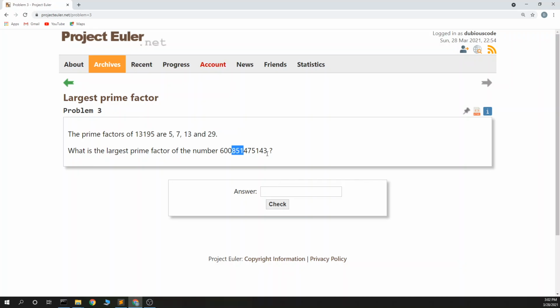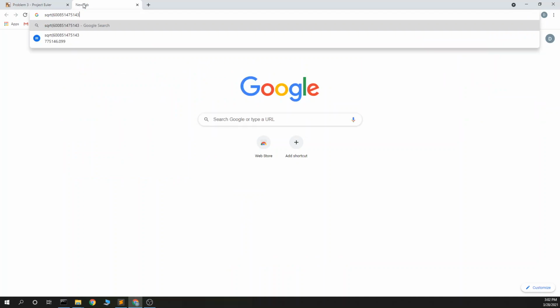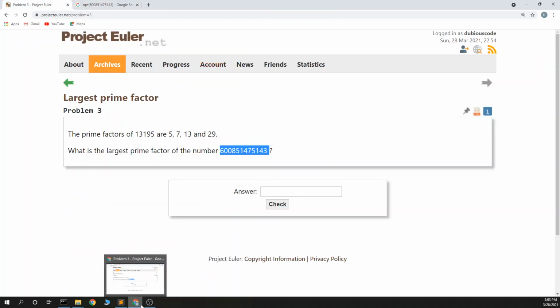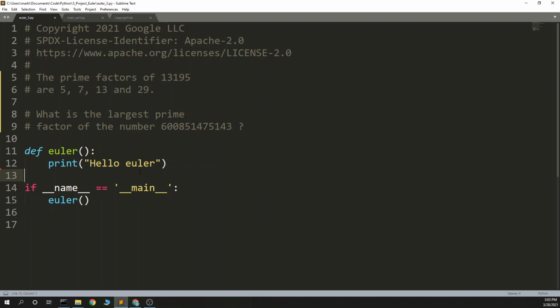What is the square root of this? It's less than a million, so why would we be finding all prime numbers less than a million? I think that should be relatively fast. So let's just start with a function of find all primes up to a number, and then we'll see which of those are factors.